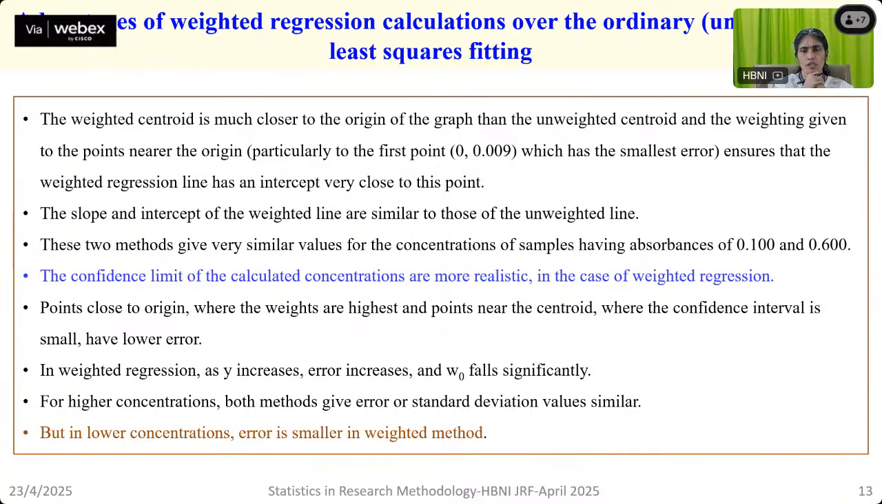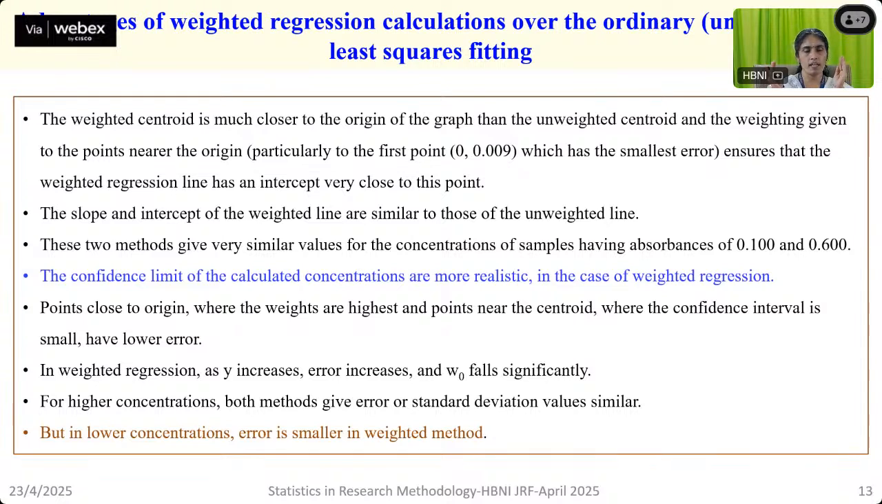Lower concentration values are more reliable in the weighted regression. Whereas in the unweighted one, it is near the midpoint. Here, the reason being lower concentrations where the magnitude of the errors are small, they are given higher weightage. And points near the origin will be more suitably represented by this weighted regression.